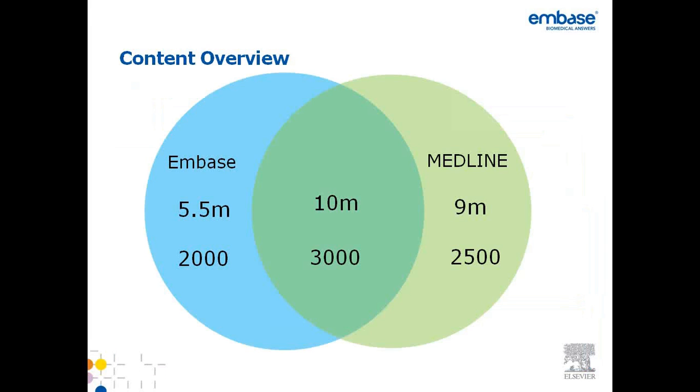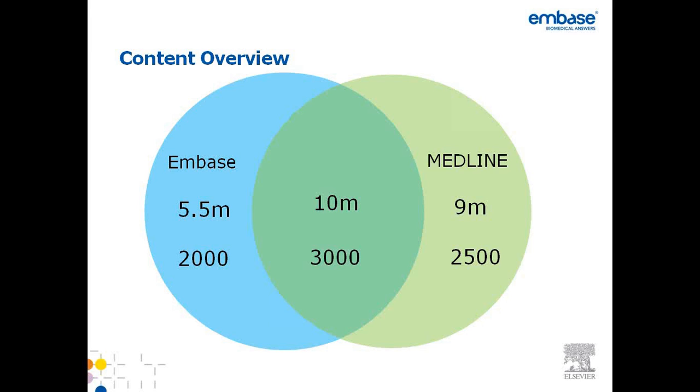And just to help you picture that a little bit more clearly with regards to the Embase Medline content, Embase has about 5.5 million articles, 10 million overlapping and 9 million coming in Medline in total. And you'll see with regards to the journals, we have about 3,000 journals overlapping and 2.5 thousand coming from Medline and being added to Embase. So importantly, we don't add the overlapping content from Medline, only the unique content.